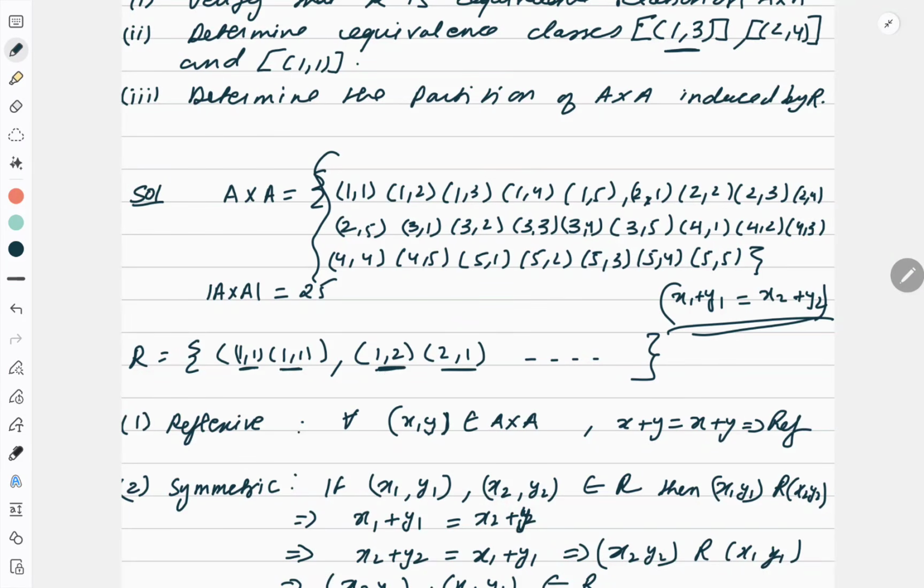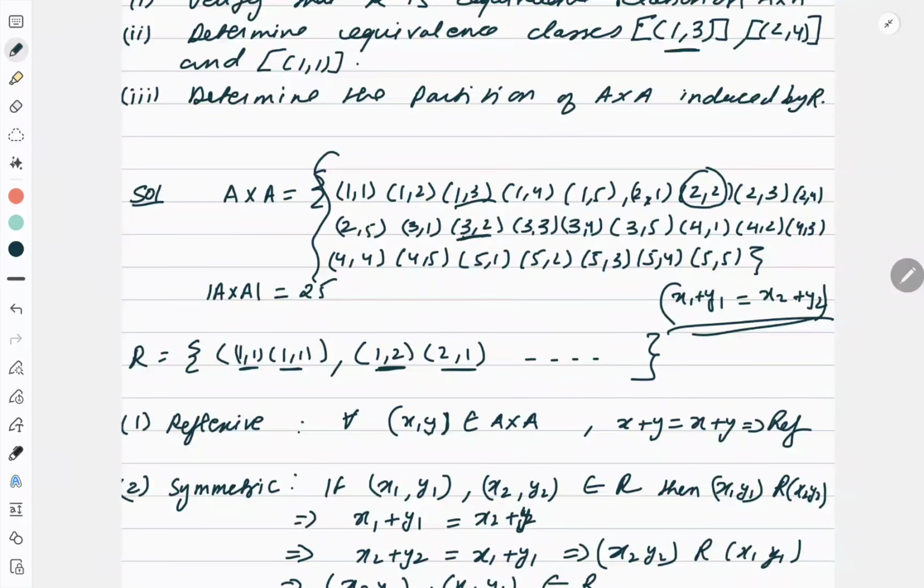So let me take a bigger number so it will be more clear. Now suppose you are saying (2, 2). 2 plus 2 is 4. So now which are the elements which will be connected to (2, 2)? (1, 3) will also be connected, related to it. Okay, so (2, 2) is related to (2, 2) as well as (1, 3). Now here it is (3, 2).